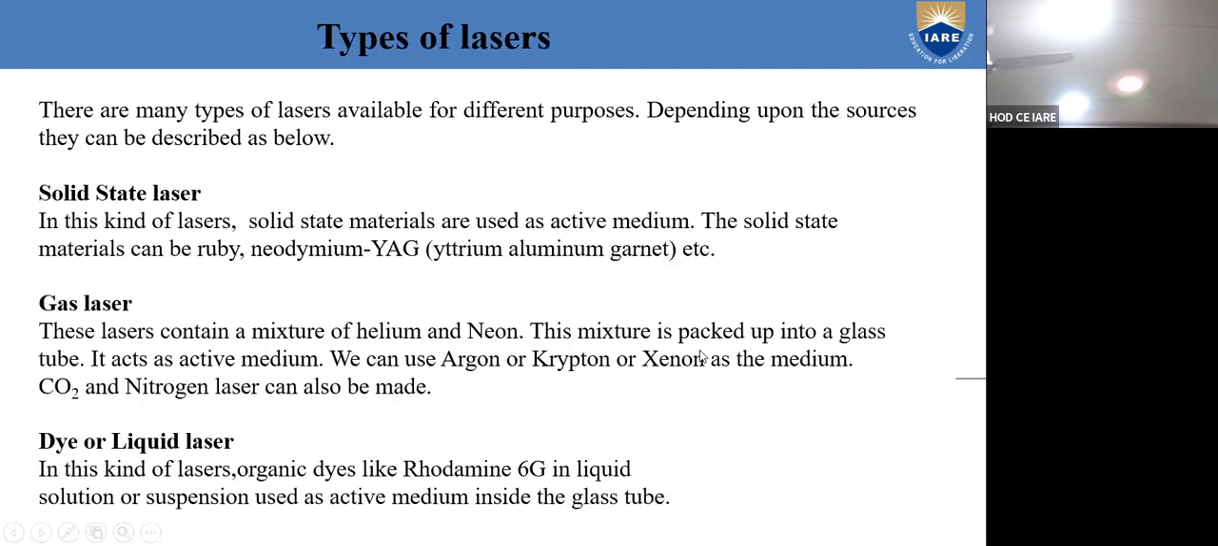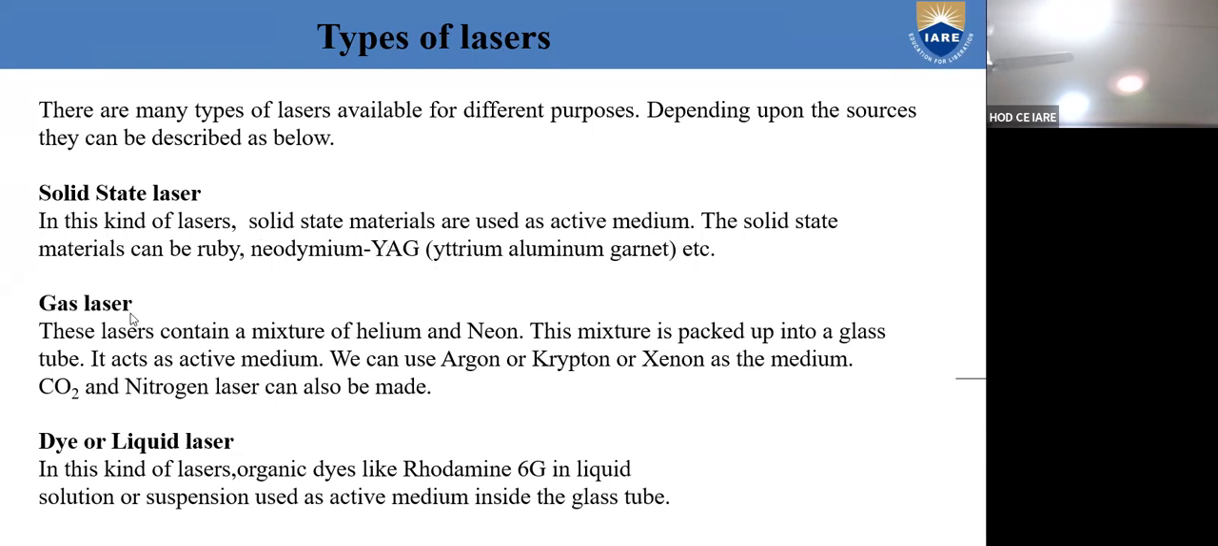Now just have a glance, all of you, at this PPT. I'm just showing you types of lasers. Suppose you take the solid state laser, where the active medium is solid material. So what are the materials you'll use? One is ruby laser. In ruby laser we will make use of a ruby rod. Then I have the neodymium YAG laser. What is YAG? The full form is yttrium aluminium garnet. So you'll have the neodymium YAG laser. In that, what is the solid material you are using? This material you are using.